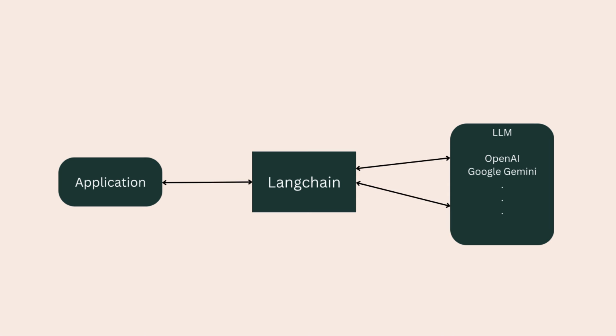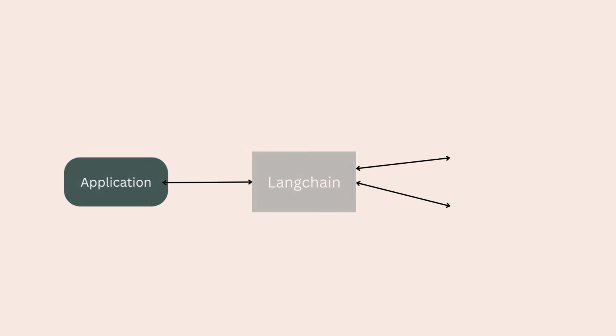So the user enters some input. This input goes to LangChain, and LangChain sends the input to the LLM, which performs the operation. The LLM then sends the response back to the application.